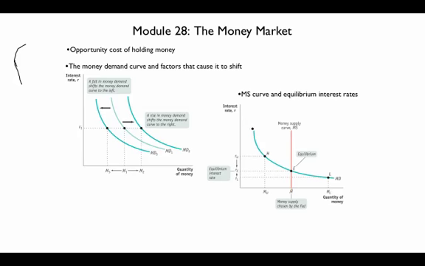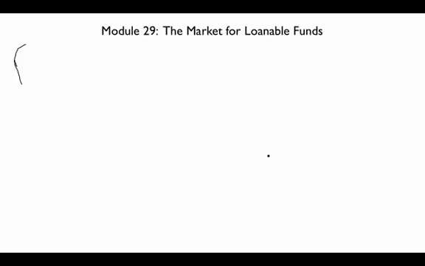Need to understand the money supply curve and equilibrium interest rates. Remember why the money supply curve is vertical. Remember that we are talking about money supply chosen by the Fed. And then understand what happens when we're in an environment where interest rates go above that equilibrium or below that equilibrium. What is likely to happen in the market as a result?